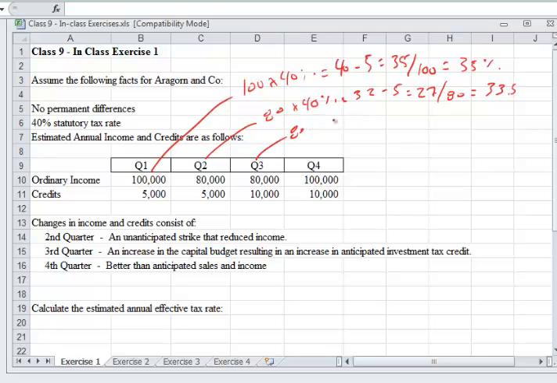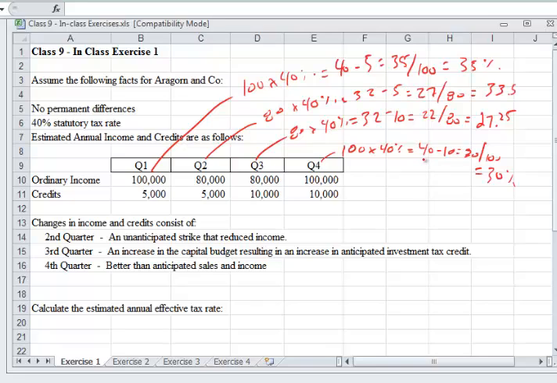Okay, get to Q3, I would take 80 times 40%. That's 32 again, but now I'm going to subtract 10 of credits, so I have 22 of expense over 80. What's that? 27.25. So my rate's going down. And then I get to the end of the year, 100 times 40. Again, we're not going to do the rate approach, but we'll do it this way just to complete the problem. So we'll have 30% at Q4, right?